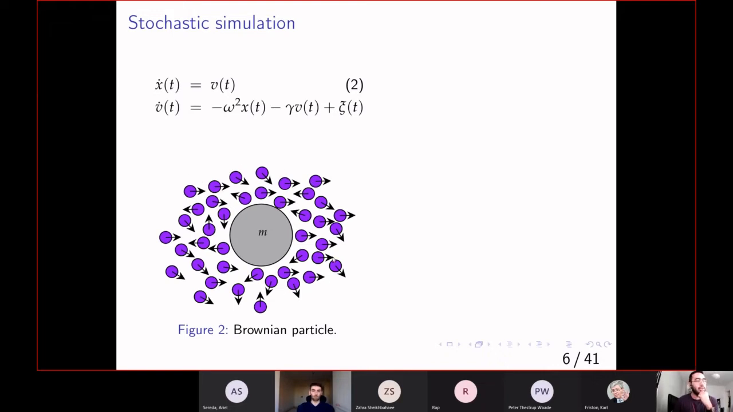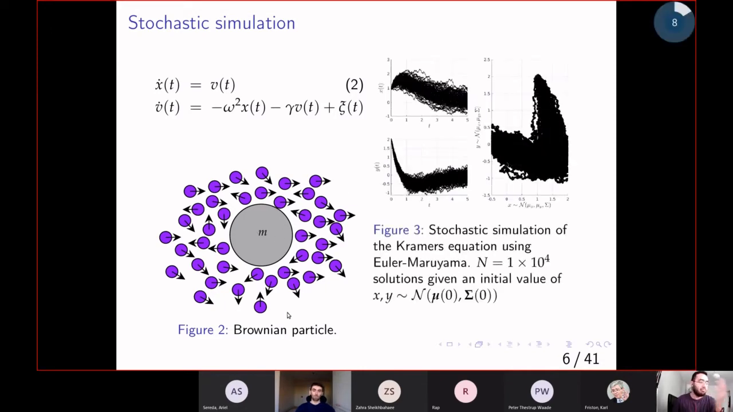where we consider that the fluid is just a bunch of particles smaller than the particle that is suspended in them, and in that way we can describe its dynamics using equation 2, where C is just a perturbation of the purple particles over the gray particle here. And what you do is you solve the stochastic equations. You do some stochastic simulation.